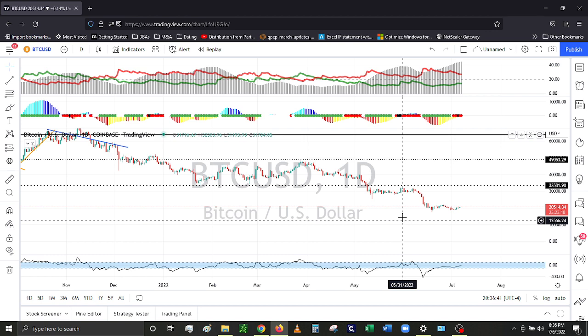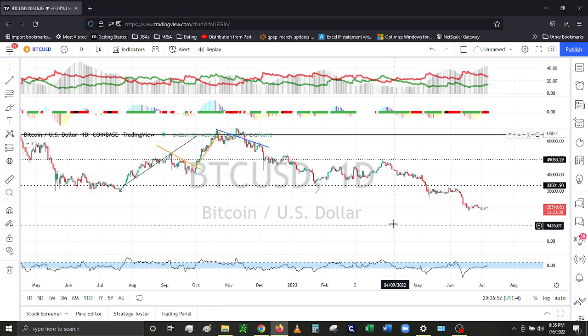But I would actually do nothing at this point. It's not a good point to risk money. It's just kind of going sideways. It's not in a really good pattern either. And it's just not worth it to commit my money because the market hasn't committed yet. So that's the Bitcoin update.